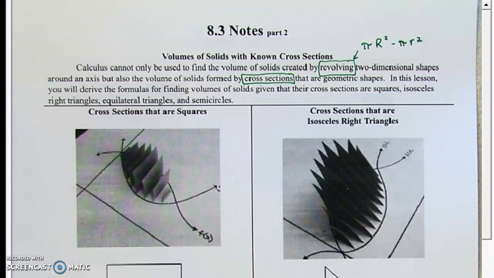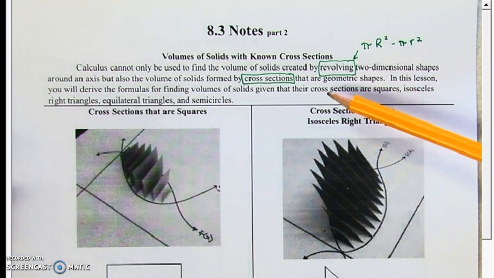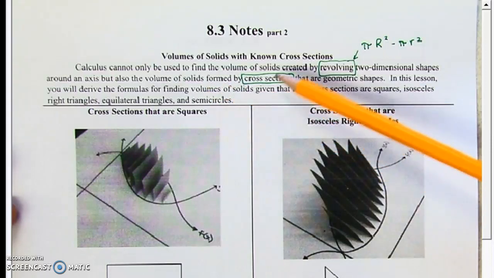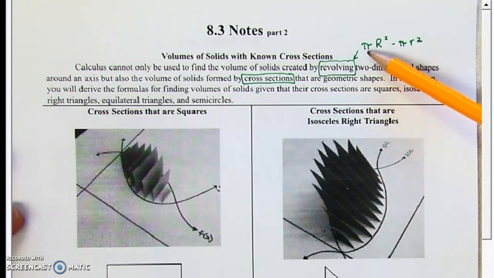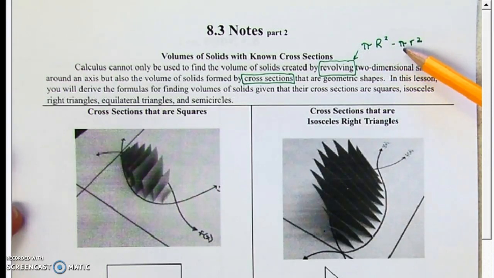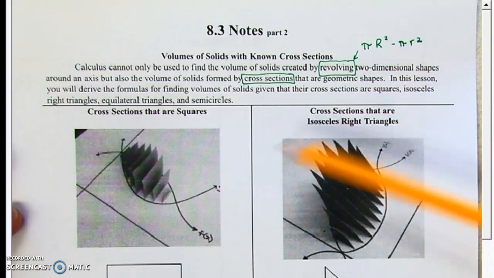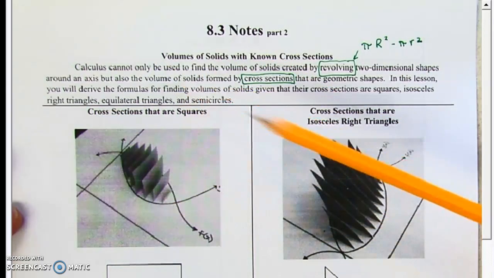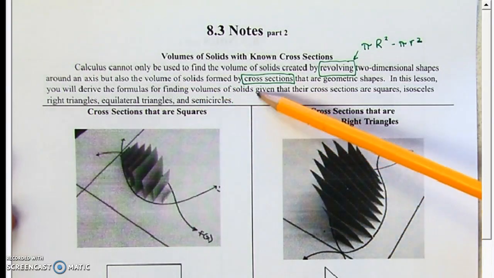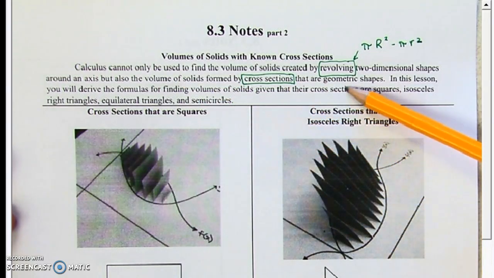Hi everyone. In our last lesson we did volume of solids rotated around an axis. When we did that we used pi r squared minus pi r little squared, that's the outside minus the inside. So we can go around the axis, but there's a different way to get a volume, and this is called cross sections that are geometric shapes.